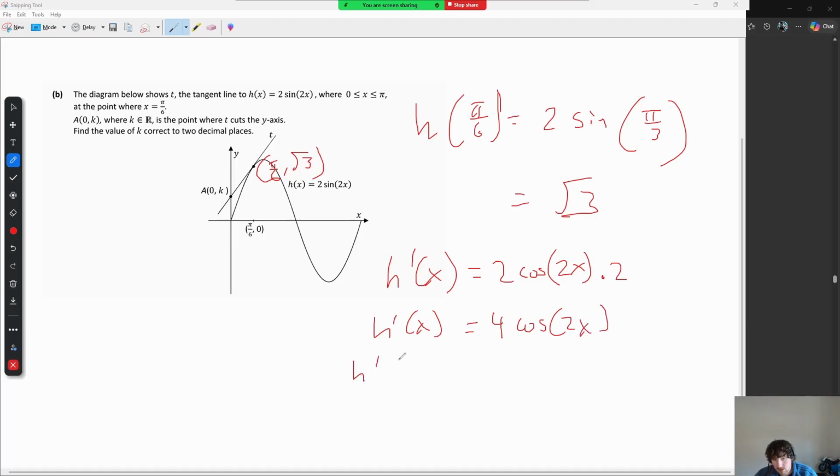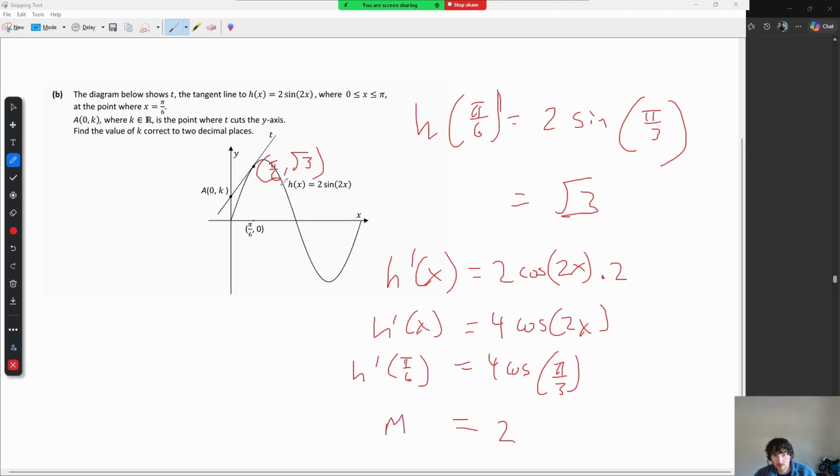Now this is a formula for the slope of the tangent. We're interested in the slope of the tangent to h of x at the point pi over 6, so you want to tell the examiner that's what you're doing here. So you go h dash of pi over 6, and that's 4 cosine pi over 3, because 2 times pi over 6 is pi over 3. And I know cosine pi over 3 to be a half in my head. So 4 cosine pi over 3, and indeed it's 4 times a half, which is 2. So that's the slope. That's the slope of t.